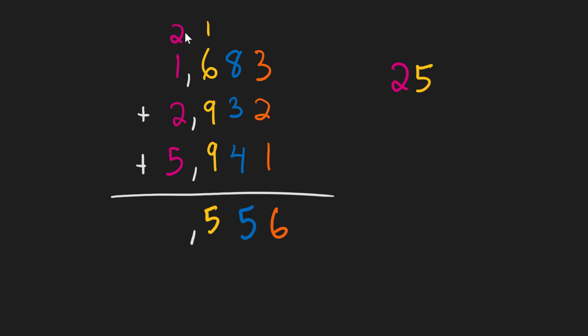So we carry over the 2. And then finally in the thousands place, we have 2 plus 1 is 3, plus 2 is 5, plus 5 is 10. And so the answer is 10,556.